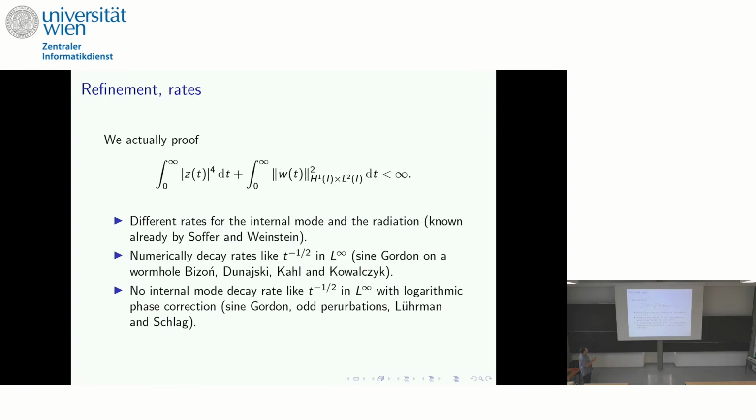So what we actually prove is the following. We prove that the integral of z to power 4 and the integral of the infinite dimensional perturbation squared in time are finite, okay? So this is a little bit more than to say that just these two go to zero, okay? So this is a little bit more. And somehow we give, maybe in a very weak form, some rates. And the rates are different. This is power 4, and this is power 2.